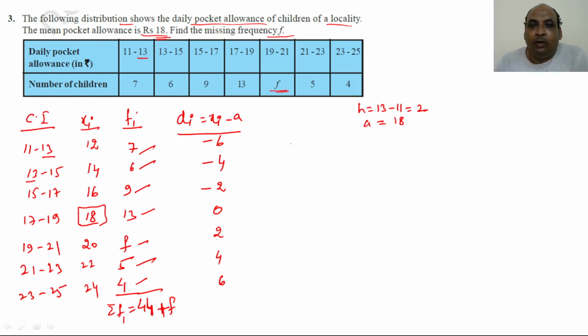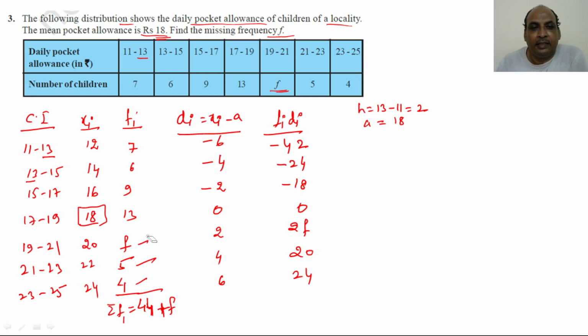Okay. Now we will be going for Fi di. So minus 42, 7 into minus 6 is minus 42, minus 24, then minus 18, 0, 2f, okay, 20 and 24, okay, yes, no doubt. Now we will go for sigma Fi di.